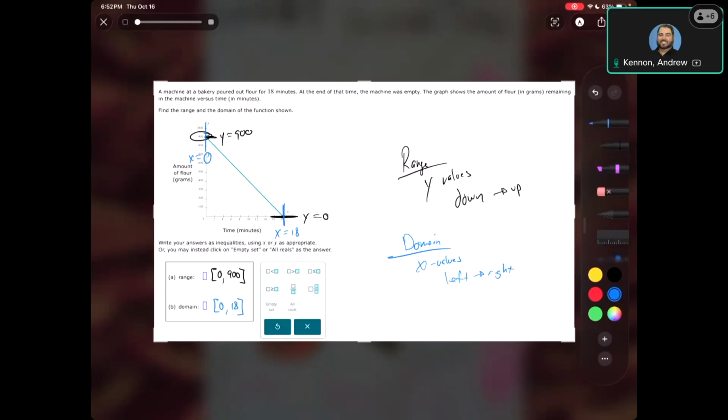So you're going from 0 minutes to 18 minutes, and it produces 900 flour. Or no, I'm sorry, the machine was emptied. The bakery poured out 900 grams of flour down to 0 grams of flour.